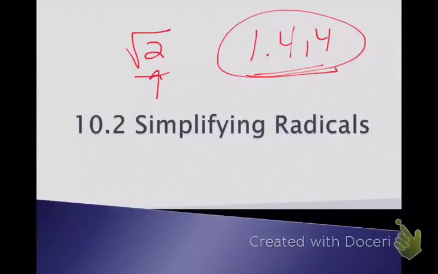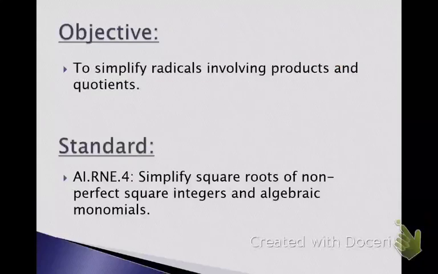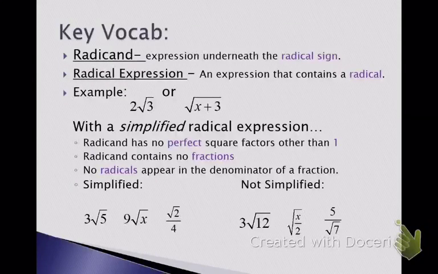And just like fractions, right, we want to be able to get a fraction in its simplest form because it makes the arithmetic easier, makes the math easier, and a little bit easier to deal with. So we need to be able to simplify radicals so that we can keep some of our measurements and some of our answers in the most accurate form possible. So the objective today is to simplify radicals involving products and quotients.